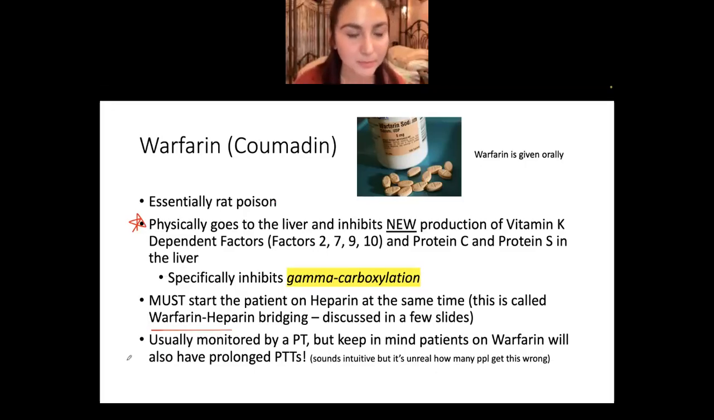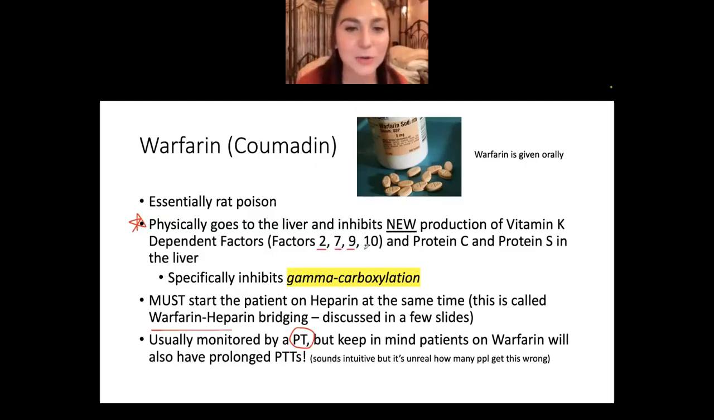So whenever you start a patient on warfarin, you have to bridge with heparin, and it'll make sense. I'll go into it. And then again, warfarin is usually monitored by a PT. Like I said, I think the reason is because this is such an intense drug, they really wanted the quicker of the two tests for monitoring. So it's like, okay, PT, you should get an answer within 11 to 15 seconds. PTT is like 25 to 40 seconds. So let's choose to use a PT to monitor warfarin.